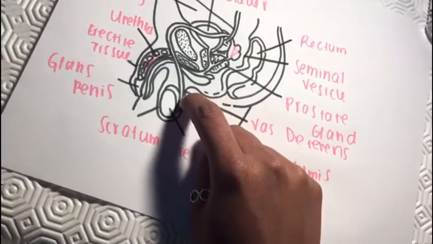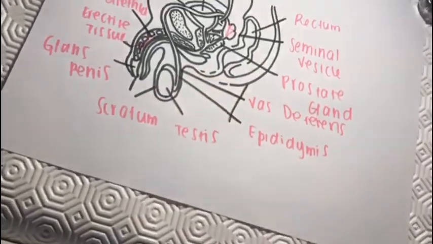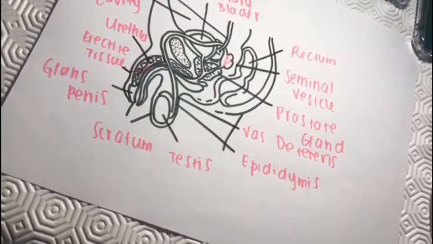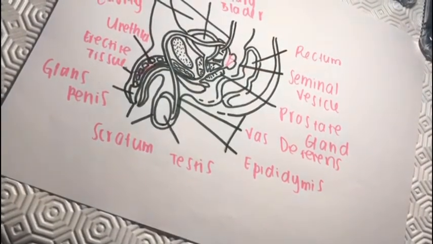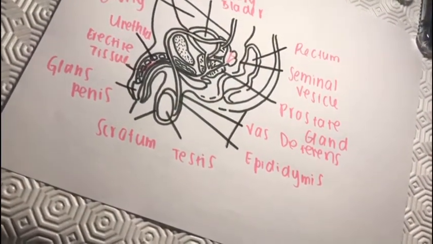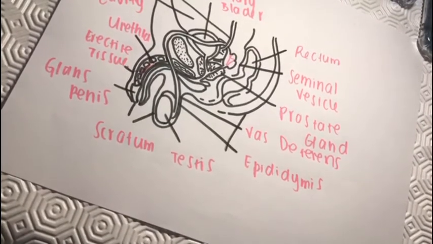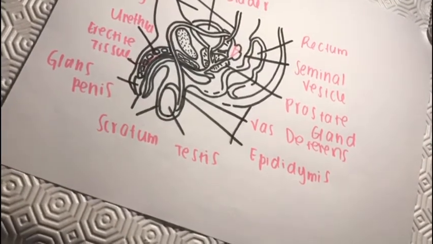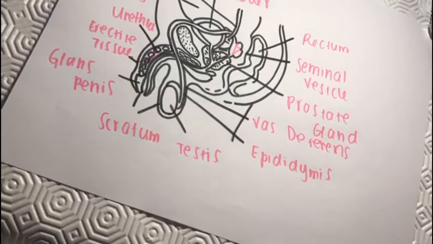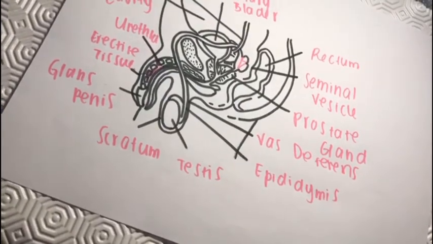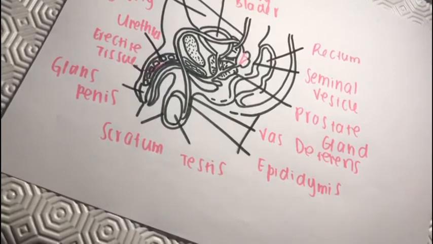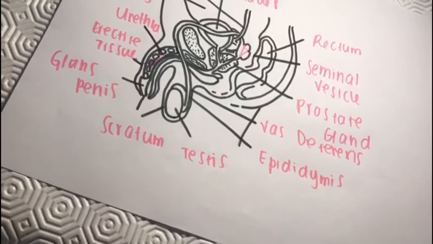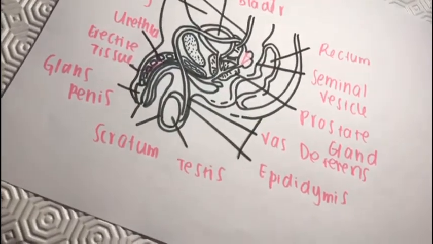Here we have the epididymis. The seminiferous tubules within each testis join to form the epididymis. This is a coiled tube about 6 meters or 20 feet long approximately, lying atop the testes inside the scrotum, and its function is to mature and store the sperm until they have to leave the body.